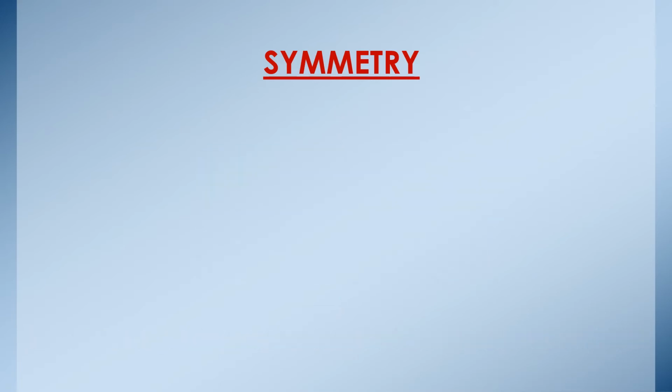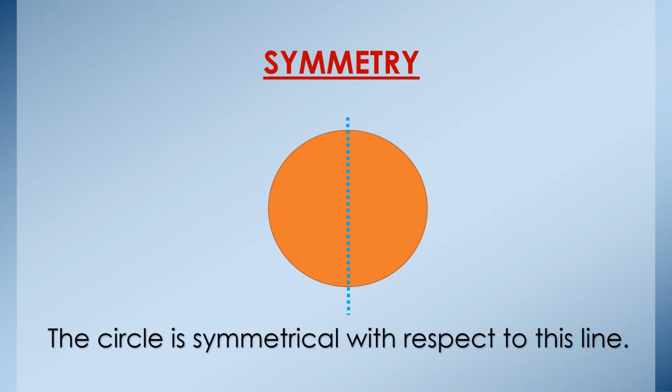Let us see one more example. Here is a shape of circle. Draw dotted line to divide the circle into two parts. If we fold along the dotted line, one part of the circle will fall exactly on the other part of the circle. The circle is symmetrical with respect to this line.